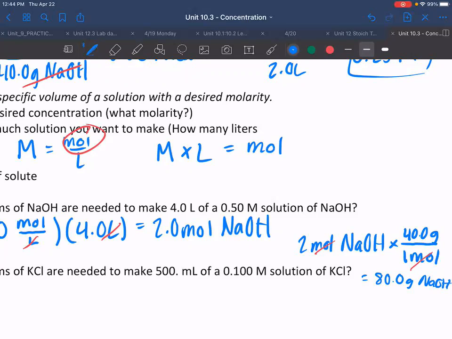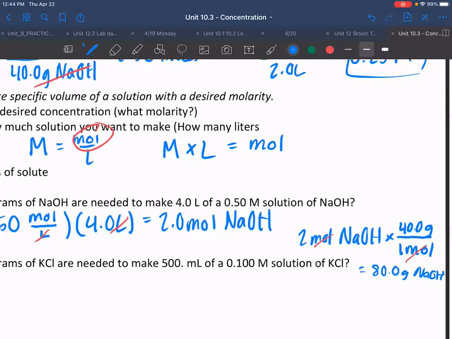Any questions about figuring out how many grams we need? So if this is me figuring out how much to make, I would go to the balance, weigh out 80 grams of sodium hydroxide, and I would put that into a volumetric flask that I can fill up to 4 liters and mix it up. So this is actually how you would make a solution.